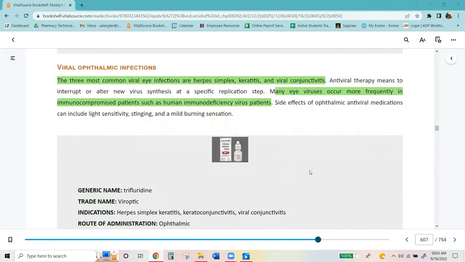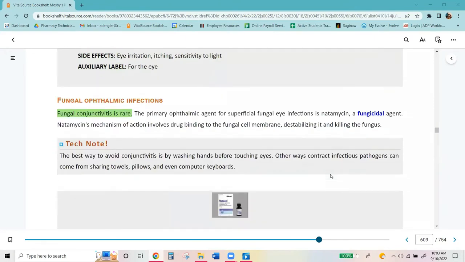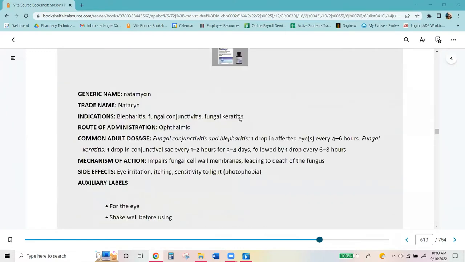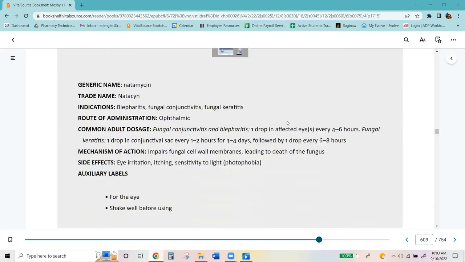The 3 most common viral eye infections are herpes simplex, keratitis, and viral conjunctivitis. Many eye viruses occur more frequently in immunocompromised patients, such as patients with HIV. Fungal conjunctivitis is rare. The primary ophthalmic agent for superficial fungal eye infections is natamycin, a fungicidal agent. And that's one I just talked about up here. And again here, natamycin is indicated for blepharitis, fungal conjunctivitis, and fungal keratitis.